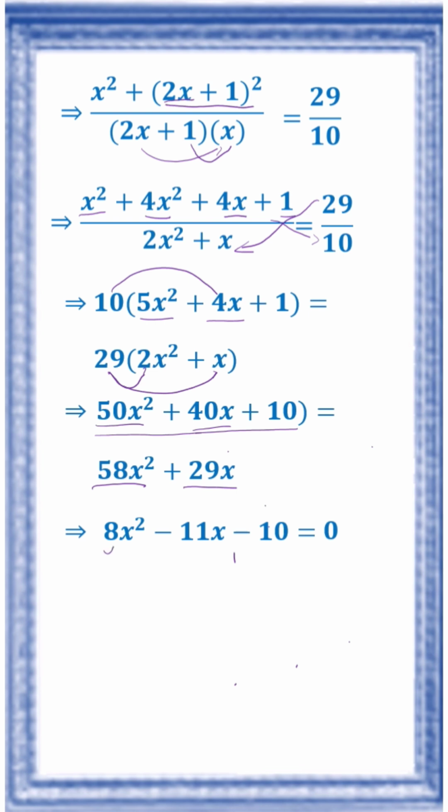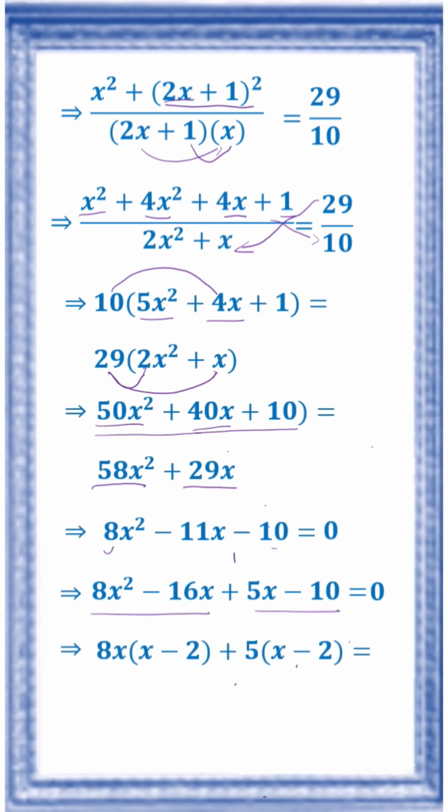Now 8 into 10, negative of 80, let us split. What will we get? 16 and 5. So now we can write it as 8x square minus 16x plus 5x minus 10 is equal to 0. Now group these two, these two. 8 is common in the first group, x minus 2. In the second group, 5 is common, x minus 2, that is equal to 0.